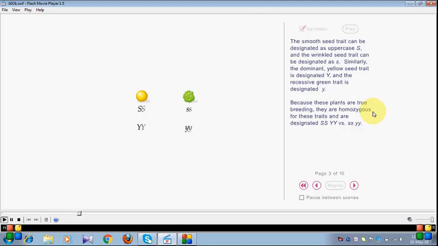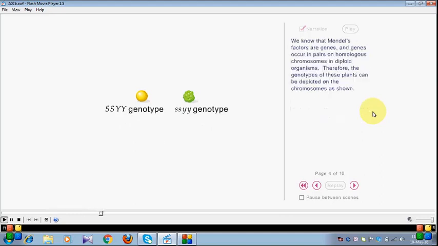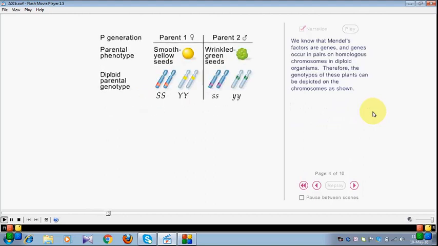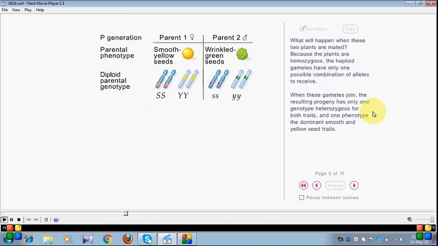Because these plants are true breeding, they are homozygous for these traits and are designated big S, big Y versus little s, little y. We know that Mendel's factors are genes, and genes occur in pairs on homologous chromosomes in diploid organisms. Therefore, the genotypes of these plants can be depicted on the chromosomes as shown. What will happen when these two plants are mated?